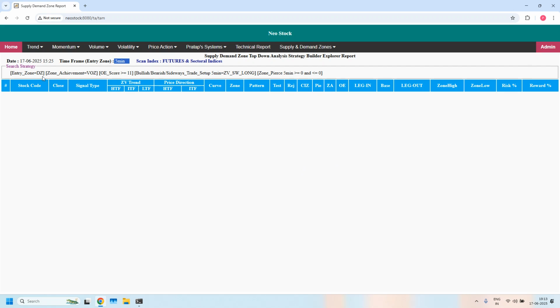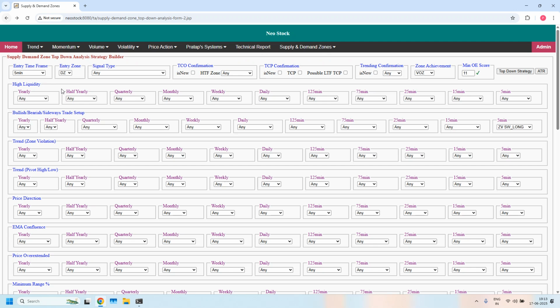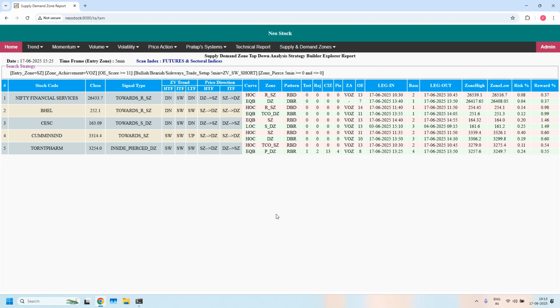See 5 minutes demand zone, sideways long trade setup. Okay, fine. Sideways short trade setup, the changes are 5 minutes supply zone and also here at 5 minutes sideways short. We got 5 stocks. Entry time frame zones are 5 minute supply zones.